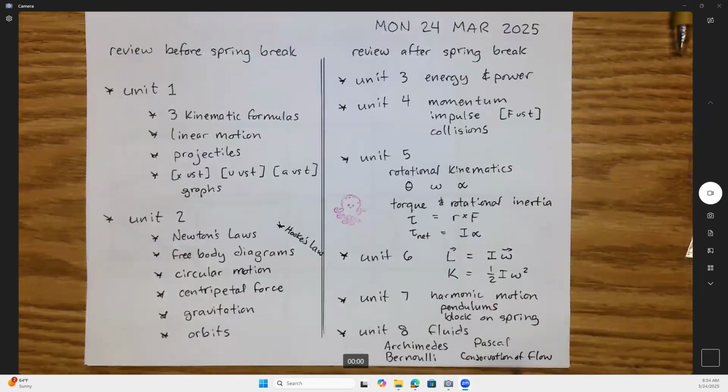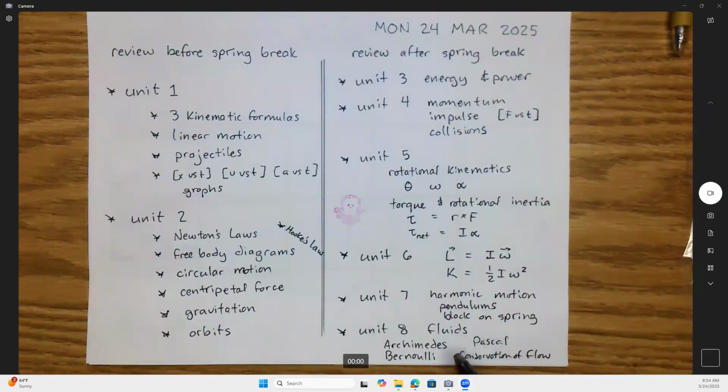And then finally, unit 8 was fluids, and fluid dynamics. So I have 4 ideas here. They're all a little bit different from each other. Archimedes principle, right? So what's the value of a buoyant force? There's Pascal's principle. So pressure is transmitted undiminished. You can set up a hydraulic lift with that.